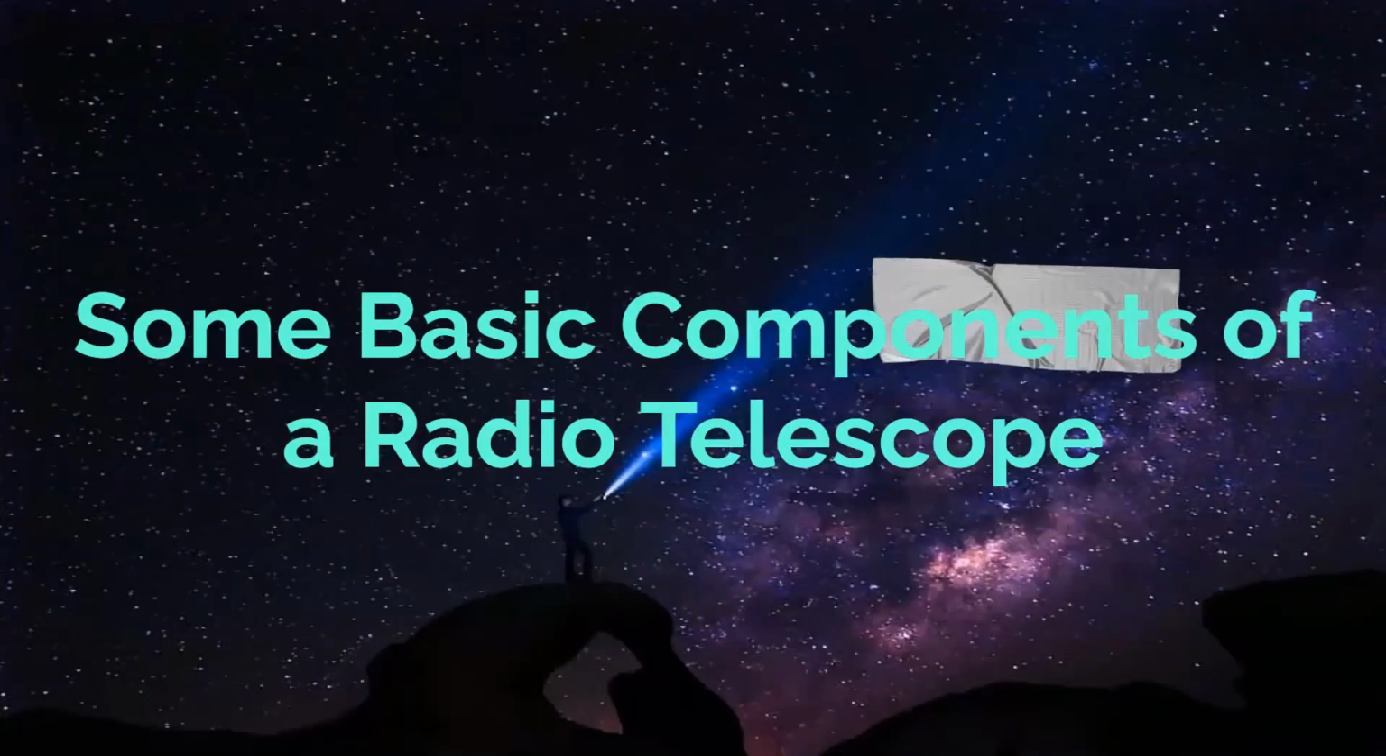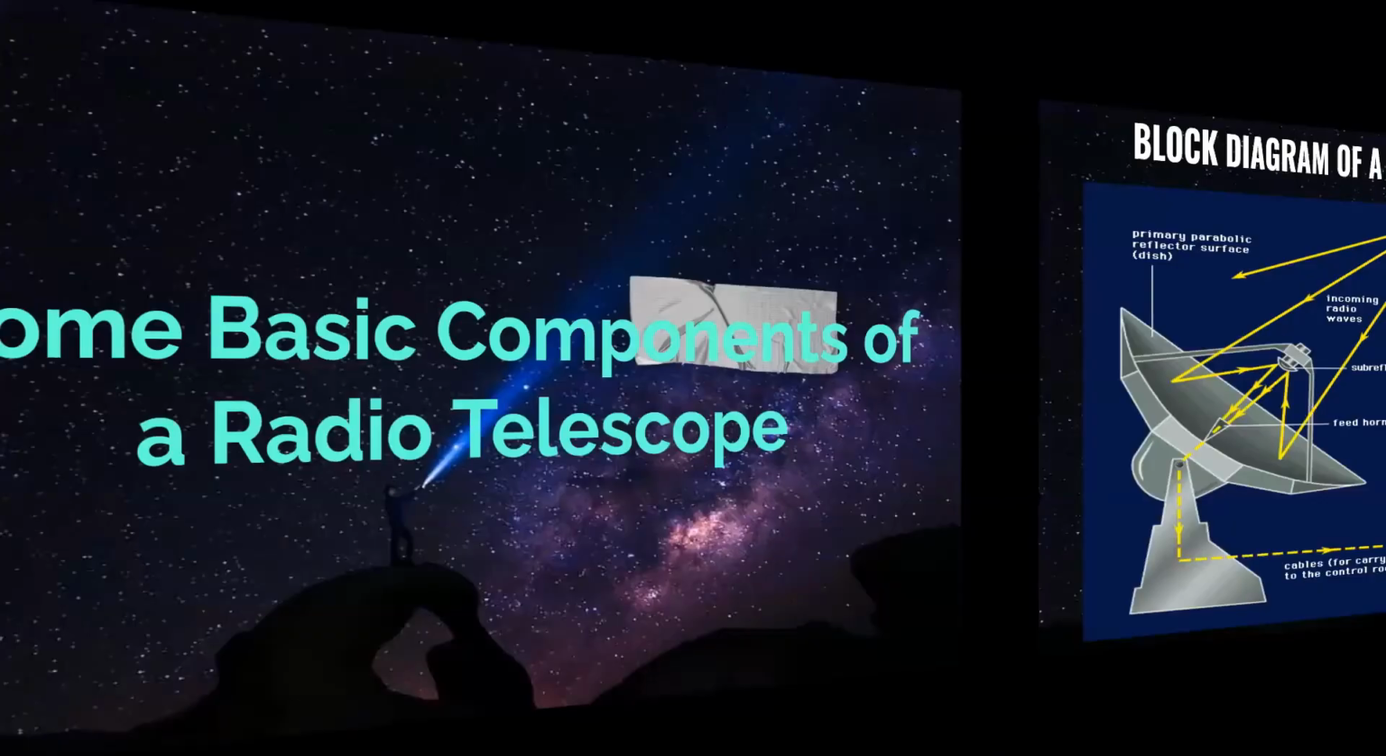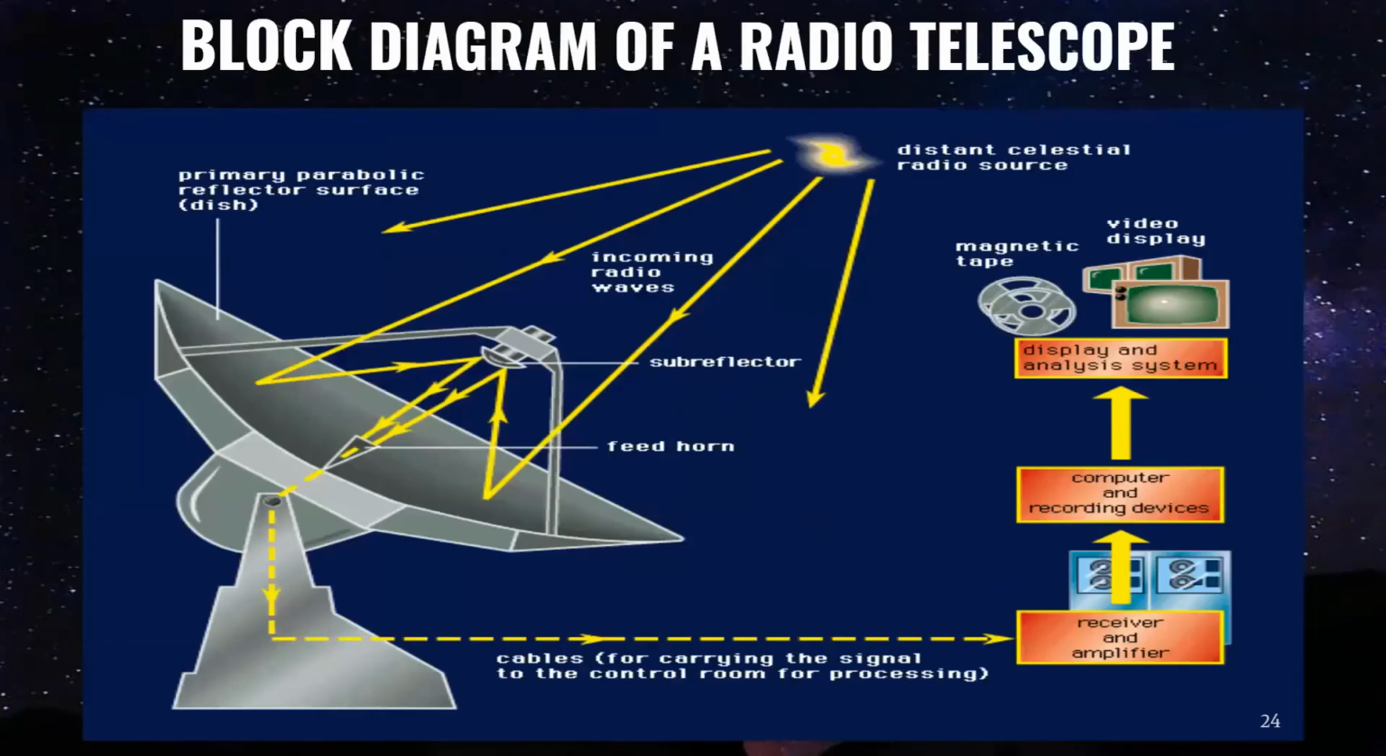Now we talk about some basic components of a radio telescope. A typical diagram of a radio telescope is shown here, in which we see a telescope with parts labeled. The first thing we see is the dish, which is a primary parabolic reflector surface. We also see the sub-reflector, the feed horn, and the incoming radio wave, which we learned about already.